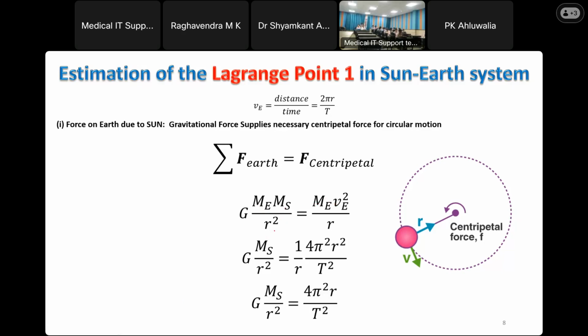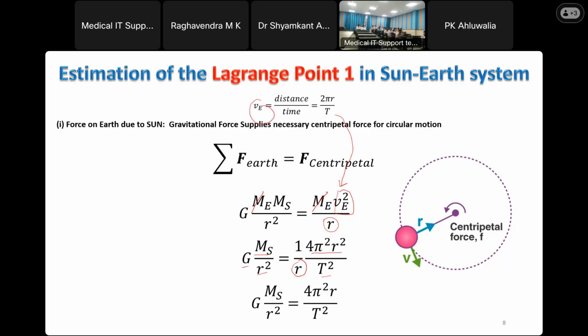So here I would like to show that this mass of Earth can be eliminated from both the sides, and we are left with the equation G into mass of Sun divided by r square, that is equal to 1 by r. So this r in the denominator we have, and we have v_e square. This is to be substituted from this formula. Actually this is v_e, so 4 pi square r square divided by T square.